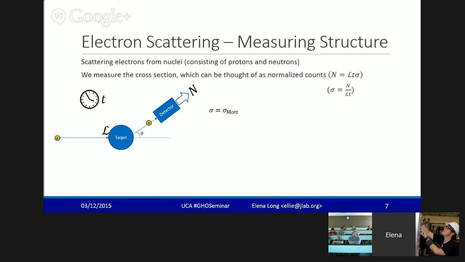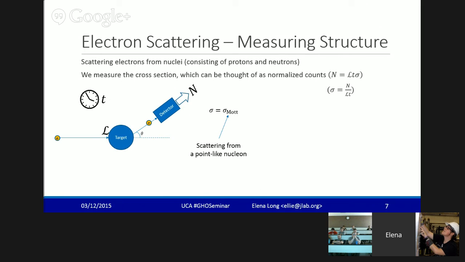An important cross-section equation is this first one, called the Mott cross-section. This is the quantity we get if we scatter an electron off of a point-like nucleon. So we assume that the proton or neutron we're hitting doesn't have any substructure whatsoever.